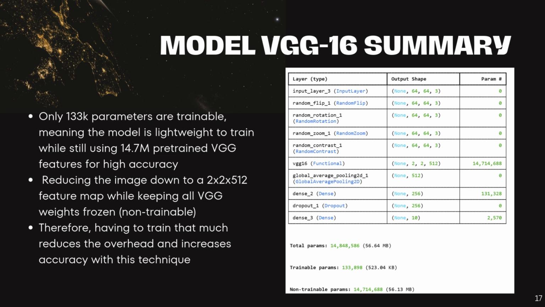So the VGG16 summary here only has 133 trainable parameters, but it has pre-trained lightweight parameters, 14.7 million, and this gives good accuracy. It also reduces the image down, and here it uses 2 by 2 by 512. The 512 comes from the average pooling, to have an accurate result. After training, this technique reduces overhead and increases accuracy.